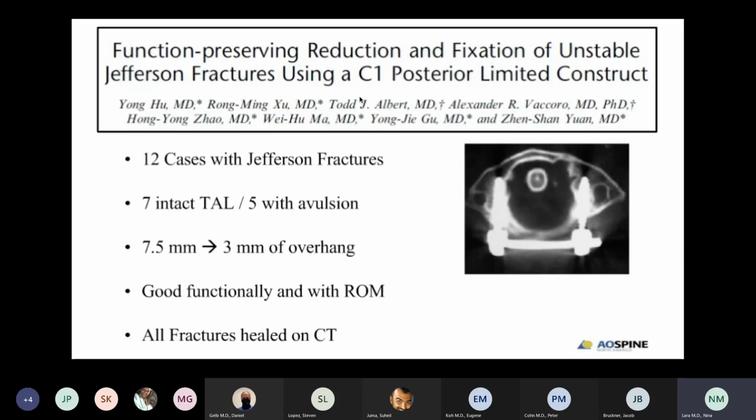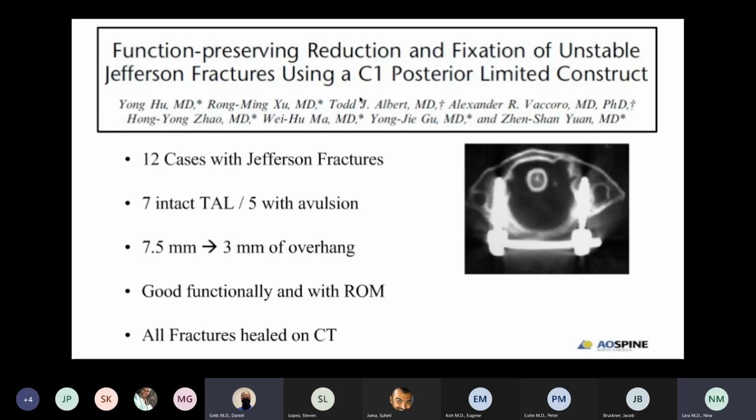Looking at C1 internal fixation, this is a study out of China. 12 cases with Jefferson's fractures, 7 with intact TAL, 5 with an avulsion, had reduction of the lateral masses postoperatively, and then found that they had good functionality and range of motion postoperatively with just C1 fixation. So you're avoiding a posterior arthrodesis, and then found that all the fractures, the ring fractures, healed on CT scan. So this may be a way to avoid fusion by internally fixing.